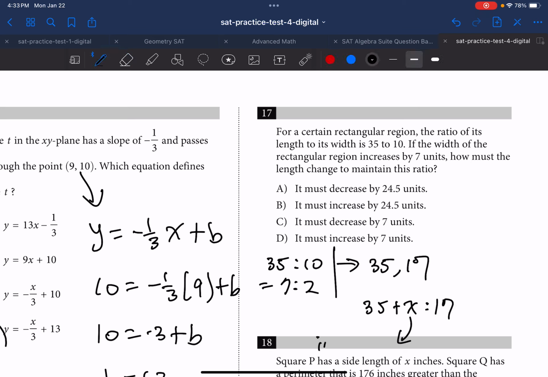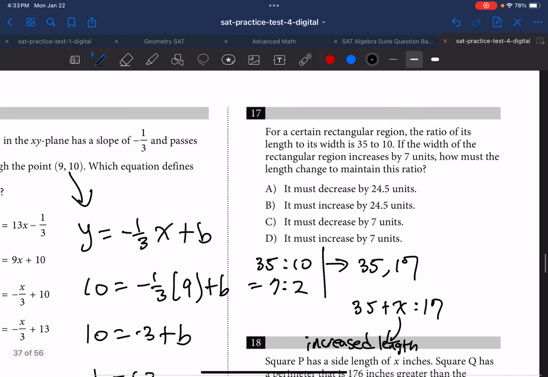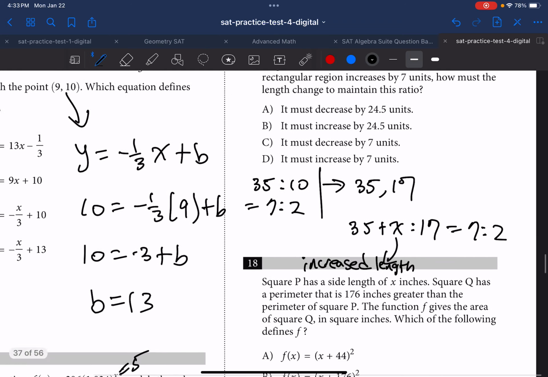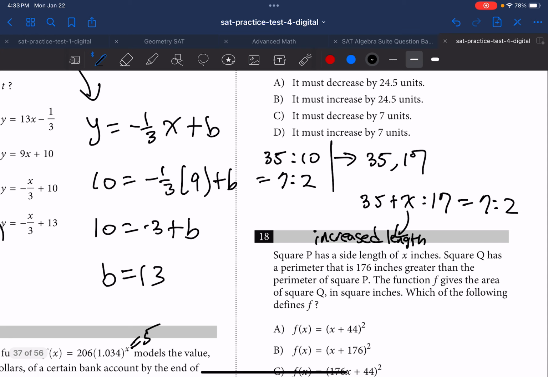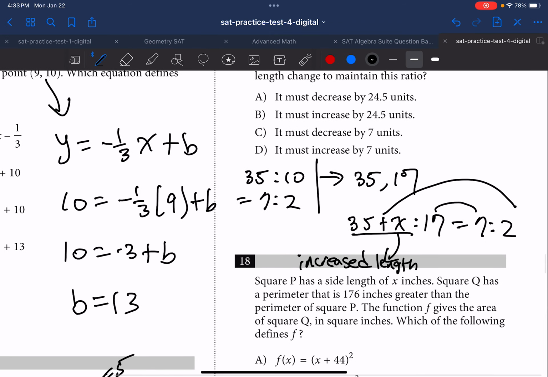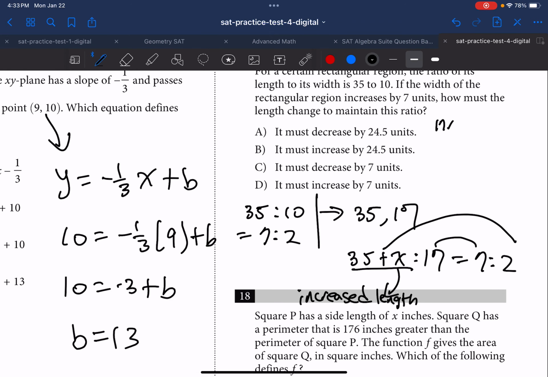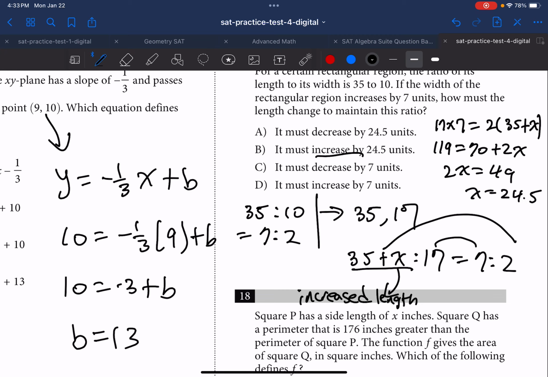This means the increased length, and that should keep the ratio of 7 to 2. So if we solve for that, we get 17 times 7 equals 2 times (35 plus x), and then this is 119 equals 70 plus 2x. 2x is equal to 49 and x is equal to 24.5. So this is how much it increased, so the answer is B.